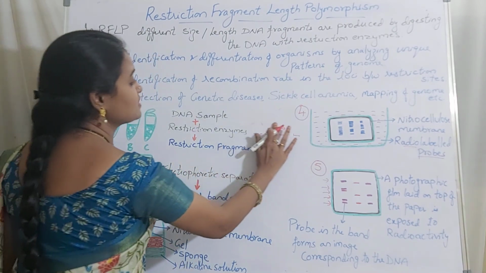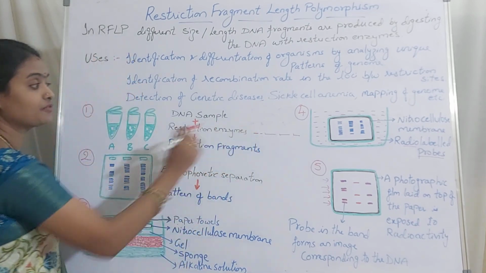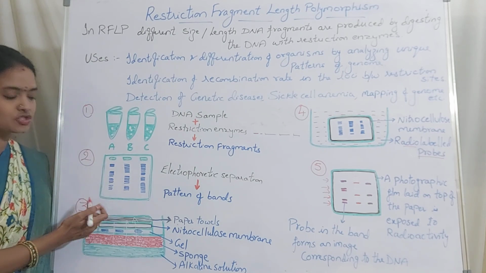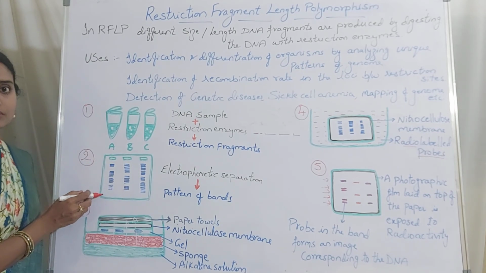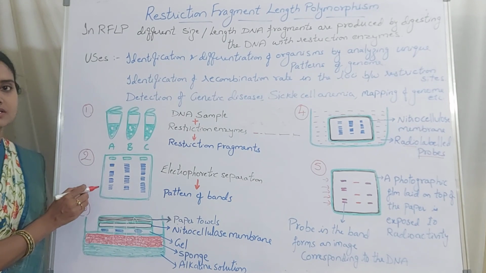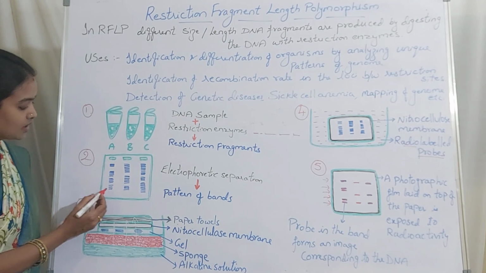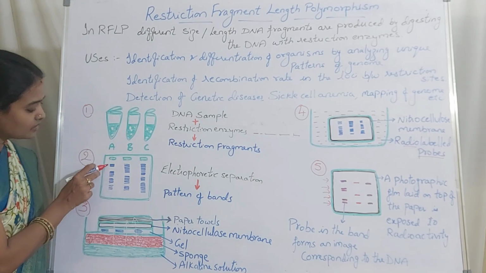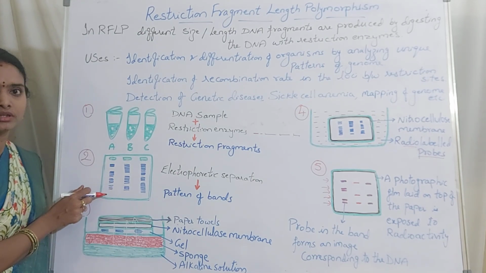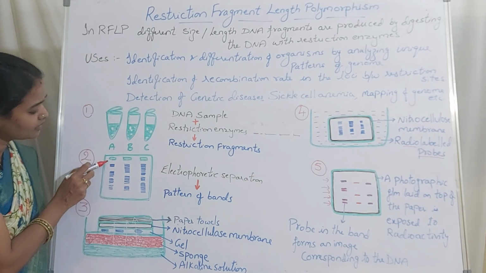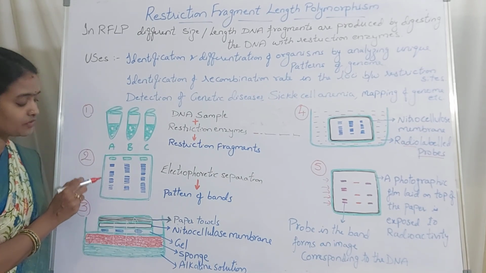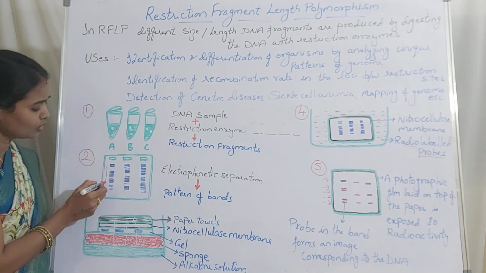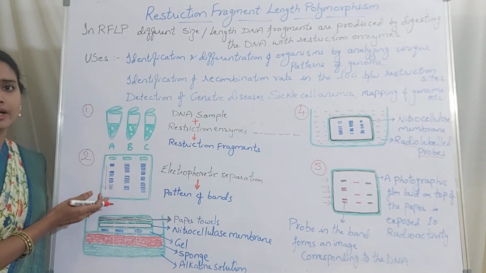We get the different sized fragments. So these different sized fragments, when you go for the electrophoretic separation, get arranged based on their molecular size, that is, the length of the DNA. The smaller size will move at a faster rate through the pores of the gel and reach the next corner. So they are arranged in a pattern in such a way that the larger size molecules are here and the lower size molecules are towards the other end.